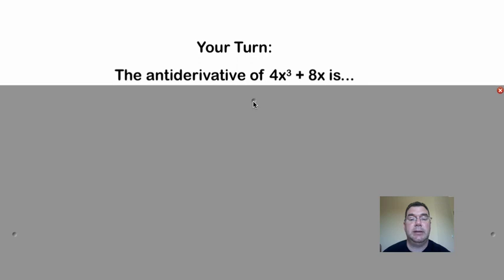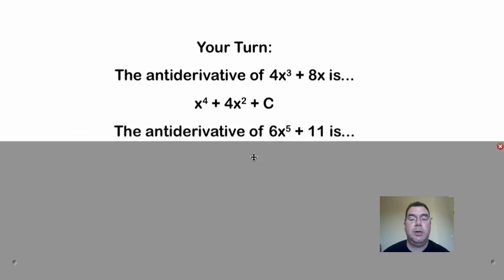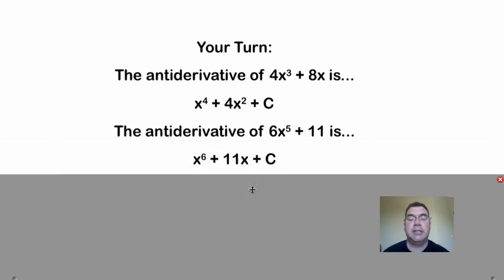All right, so this is your turn. If I wanted to know the antiderivative of 4x cubed plus 8x, take a minute, pause the video, and see what that would be. And your answer should be x to the 4th plus 4x squared plus C. Don't forget the plus C. Okay, another one, pause the video and figure out the antiderivative of 6x to the 5th plus 11. And your answer should be x to the 6th plus 11x plus C.